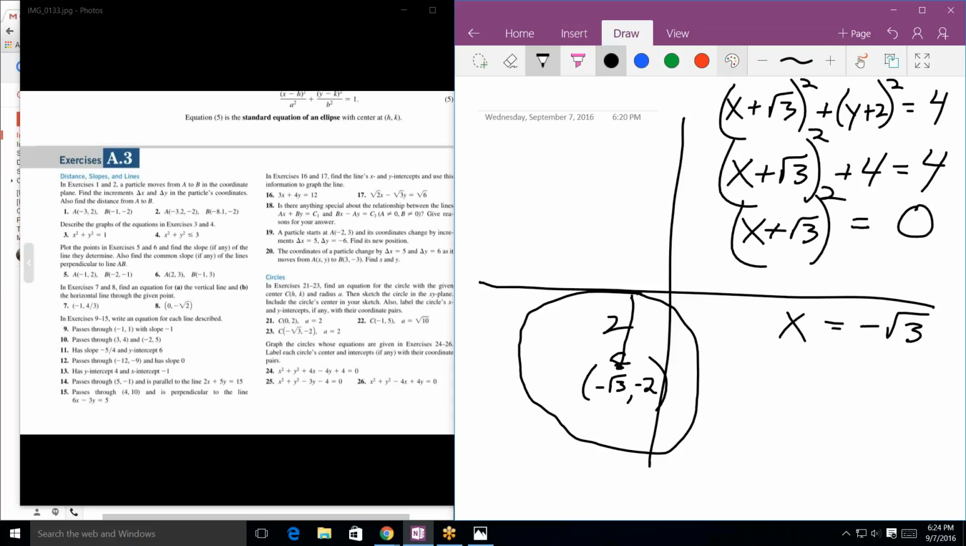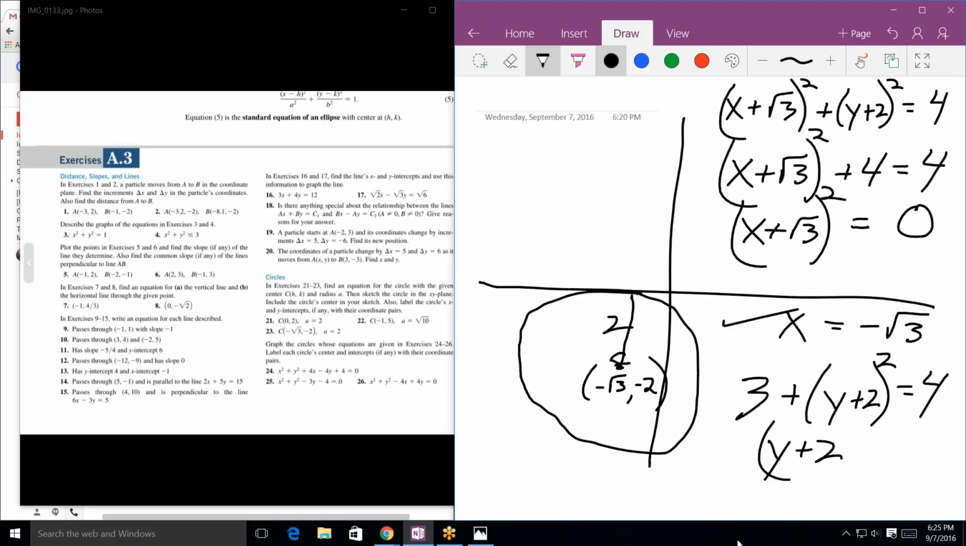Let's figure out the y-intercept and see if that will illuminate the problem. Okay, so x is 0, assume that that's correct, even though I know it's not. But now let's figure out the y-intercept. The y-intercept is where x is equal to 0. So now we have square root of 3 squared is 3 plus y plus 2 squared equals 4. So we have y plus 2 quantity squared equals 1. Y plus 2 equals plus or minus 1. So y equals minus 1 and minus 3. And that looks right.